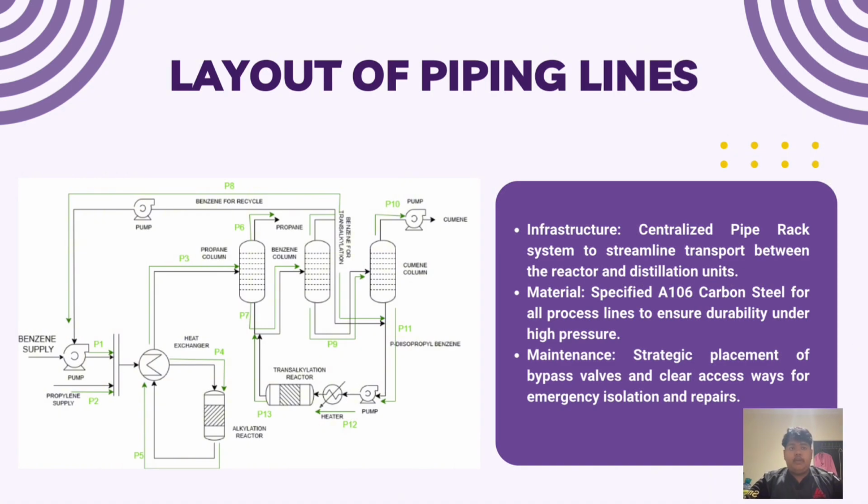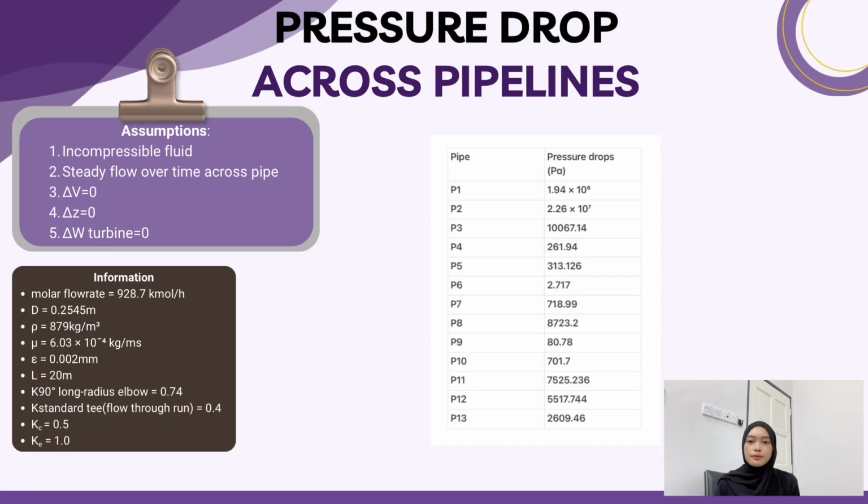We have specified carbon steel A10C for the majority of our piping because of its high tensile strength and ability to withstand the operating temperature of our distillation processes. Additionally, the layout includes dedicated zones for valves and instrumentation to ensure our operators can perform maintenance and emergency shut-off quickly and safely.